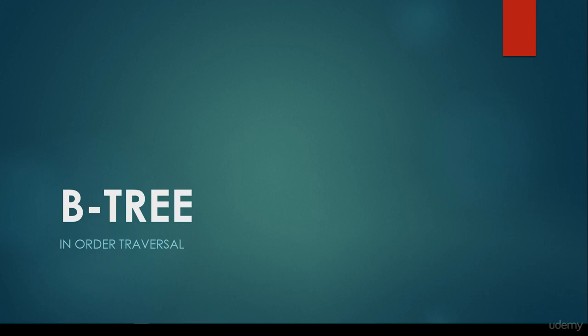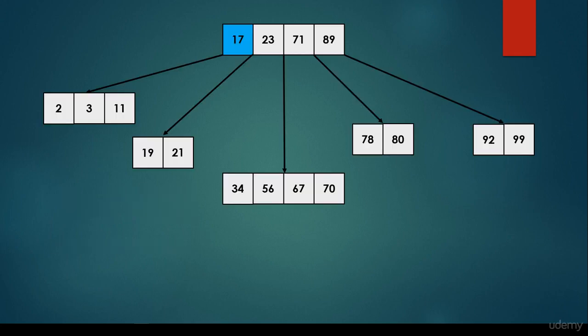Hi, in this video we are going to talk about the in-order traversal in a B tree, so let's get started. It's basically very similar to what we have discussed for binary search trees, AVL trees and red-black trees. Okay, it is a bit trickier.